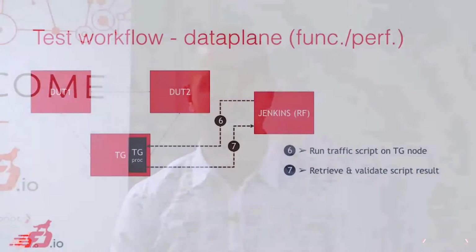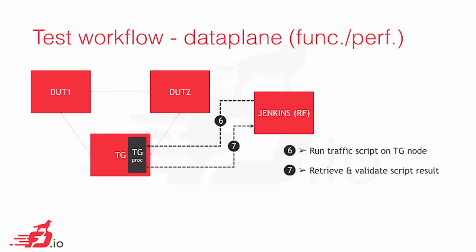And the fifth step is the setup of the DUTs. If you want to test IPv4, then you need to configure the routes or set ARPs or whatever, bridges. And after you set the environment, you can ask the TG node to run the traffic.